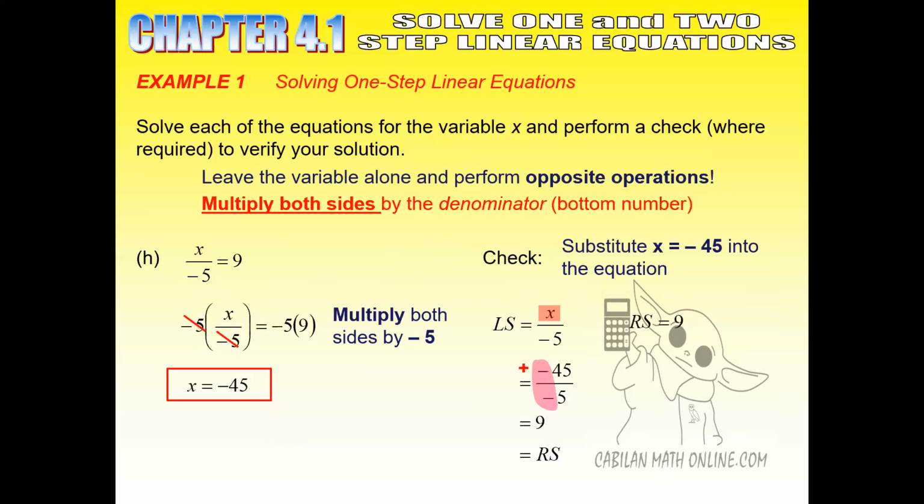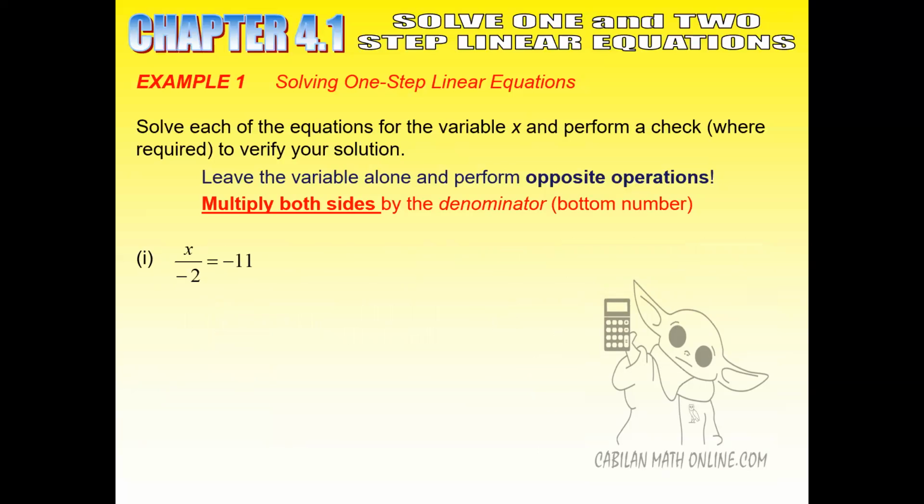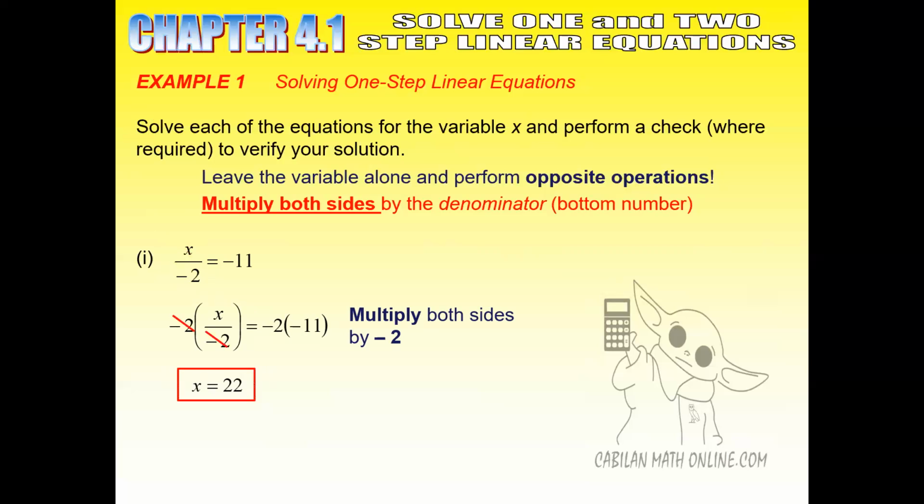Okay, so for this next example, same thing. I just threw this one in to show you an example of what happens when we multiply two negative numbers. So again, you're going to multiply both sides by the bottom number. So we're going to multiply both sides by -2. That cancels out the two negative 2s on the left side. And then -2 times -11 will give me +22. Okay, because when you multiply two negatives, it will give you a positive.